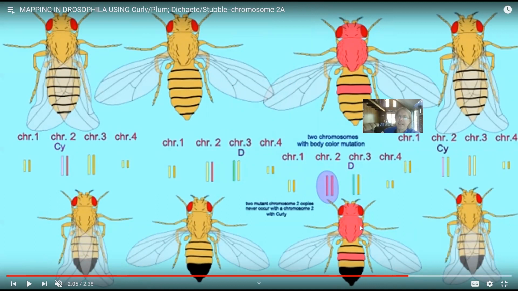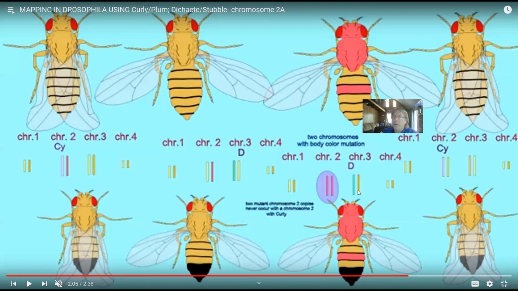Let's say that I'm trying to track a new mutation which causes a red body in a fly. What chromosome is it on? Well, in this cross, if I notice that in the F2 generation, some of the flies with dicheat wings, not all of them, but some of them, have a red body, I say, I know my answer, because dicheat is on chromosome 3. I know that. That's why I got these flies, because they have a dominant lethal mutation on chromosome 3 that I can study.